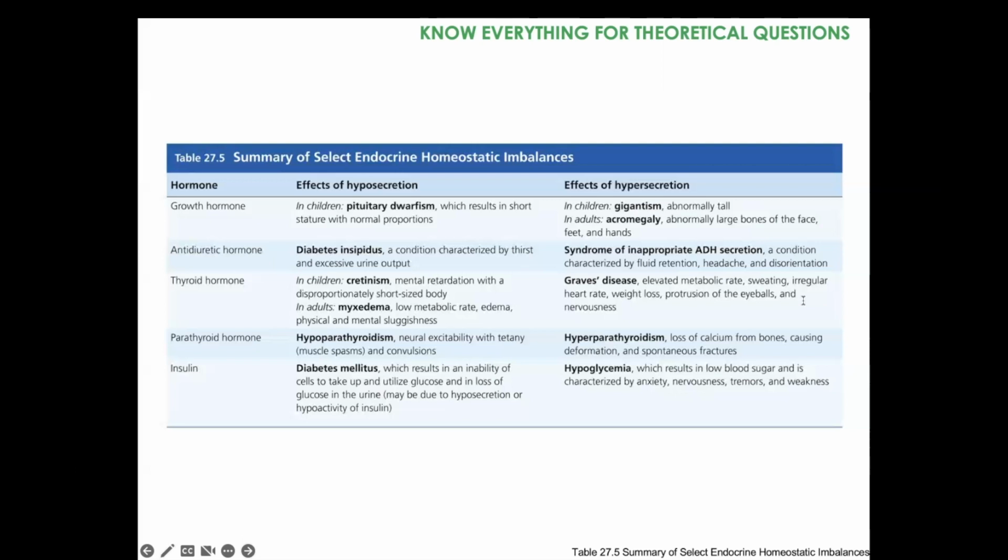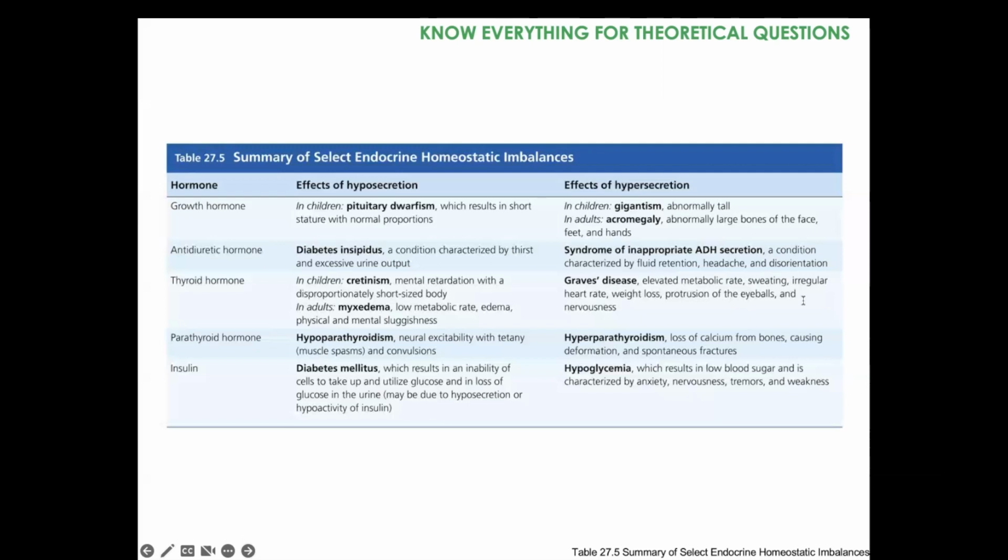If insulin is being hyposecreted, you will develop diabetes mellitus, or what you commonly refer to as diabetes, which is an inability of the cell to take up and utilize glucose, and then a loss of glucose in the urine. If insulin is being hypersecreted, you will develop hypoglycemia, which results in low blood sugar and is characterized by anxiety, nervousness, tremors, and weakness. So look at this chart pretty closely.